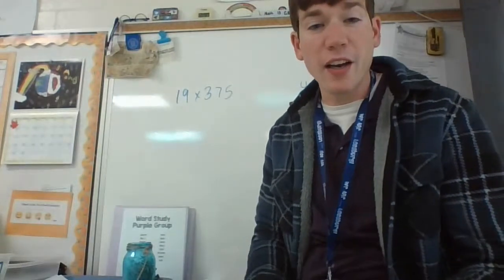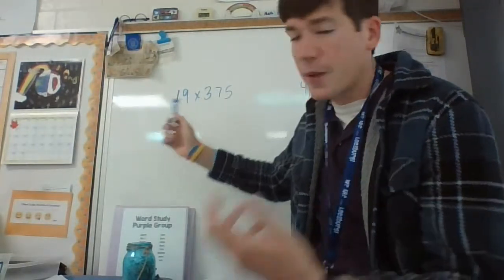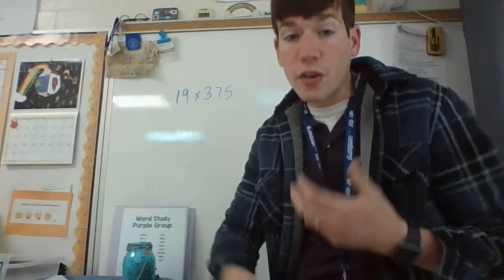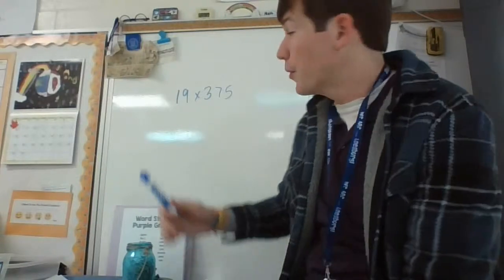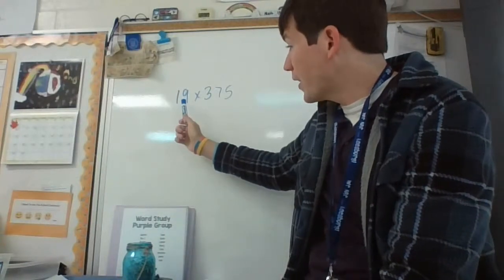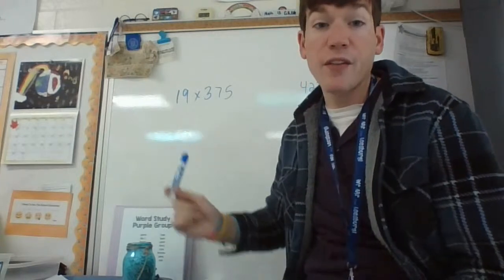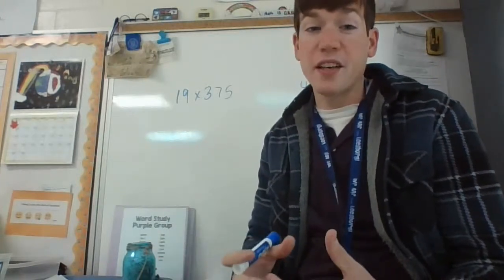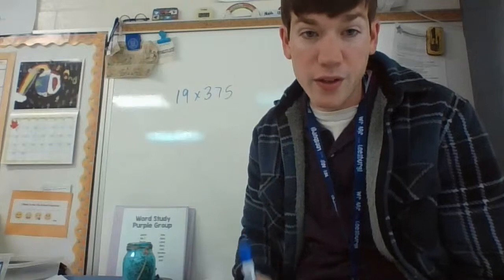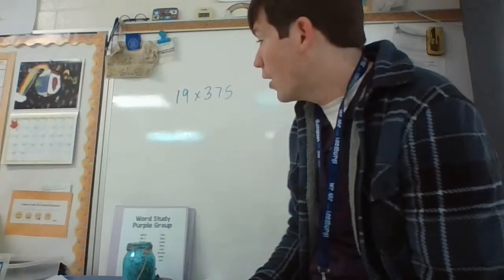Now, I want to think about multiplication as we've been talking in class today. Remember, multiplication we're saying is multiple groups of the same number. So for example, here we can either look at it as 19 groups of 375 or 375 groups of 19. Remember in multiplication, the order doesn't matter, it's commutative.